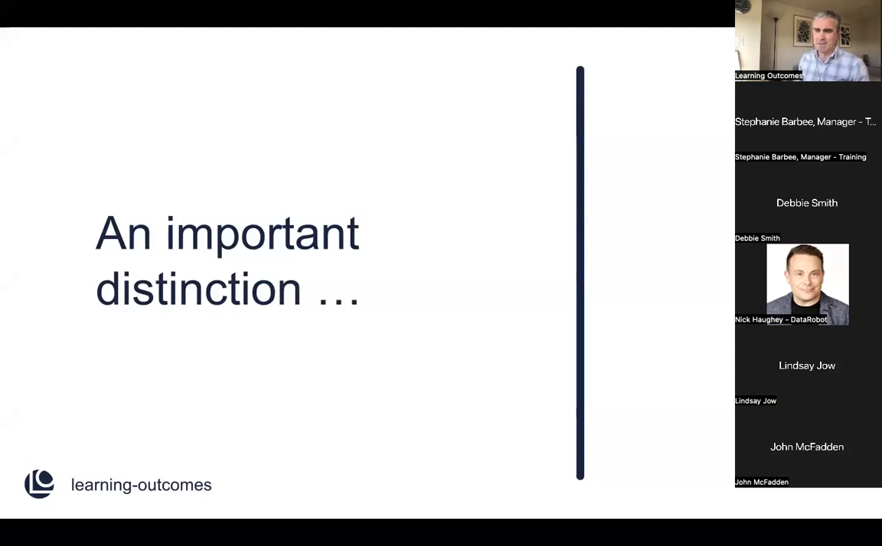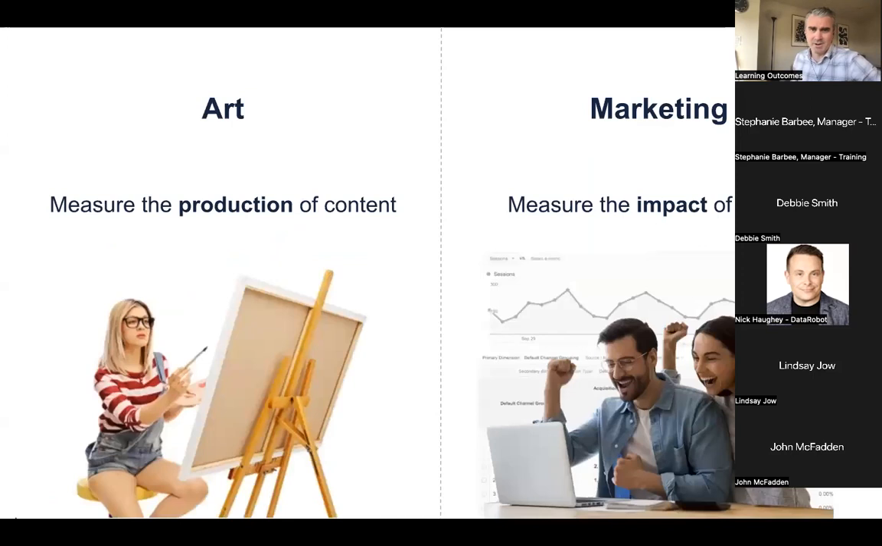The reason I'm going to make this distinction is because most of what I'm going to be talking about here is getting results from marketing. And not all organizations are like that. It's important for you to understand which type of organization you're in. There are two different types. One is a group of artists, and the other is a group of marketers.